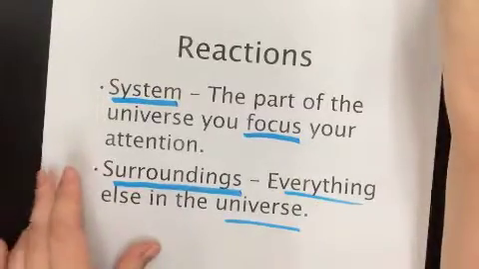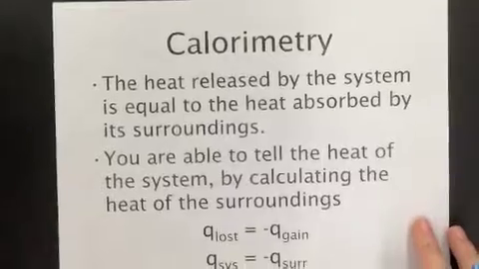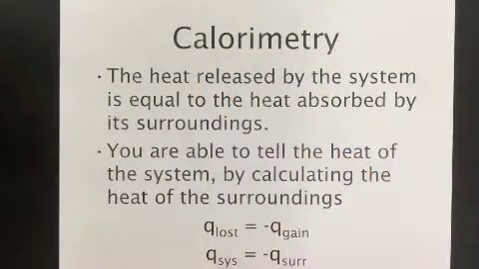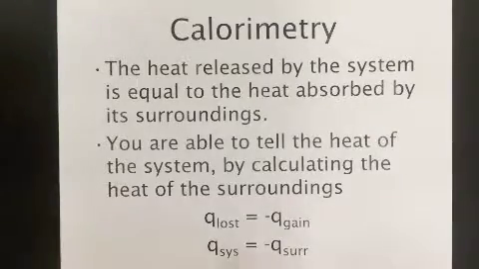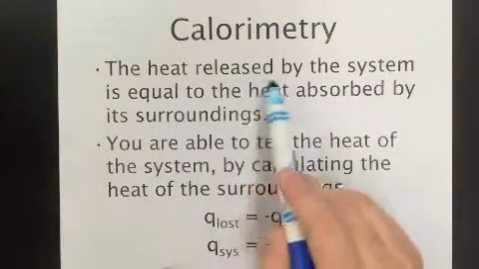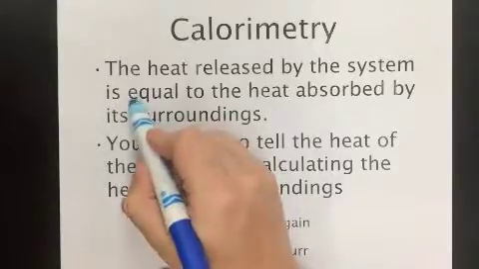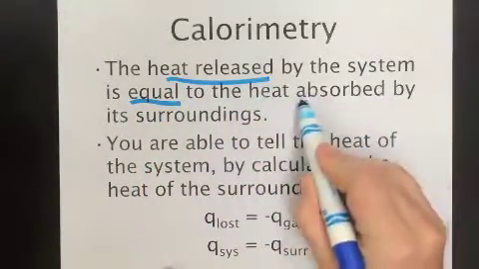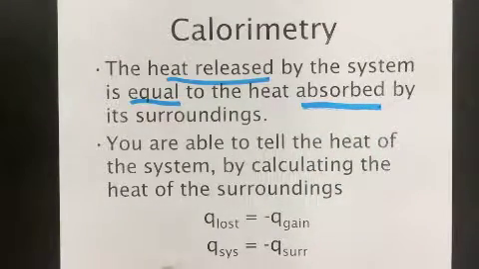So another vocabulary word is calorimetry. Calorimetry is obviously a way to measure calories, a way to measure energy. What this means is that the heat released by the system, so the energy released, is equal to the energy that is absorbed in the surroundings. Now this happens because of the law of conservation of energy. It can't just disappear, so it has to go somewhere. So the energy released has to equal the energy absorbed.